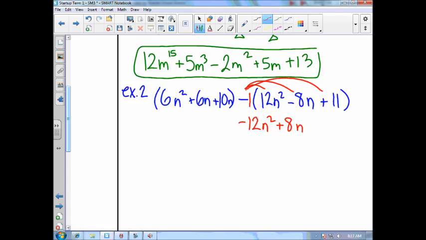Good, positive 8n. So it just changes the sign. So -1 times 11 makes that -11. It only affects the second polynomial. So the first polynomial, we're going to write down again. Okay, Nathan, what do we do now? Okay, combine like terms. What do we have like terms?